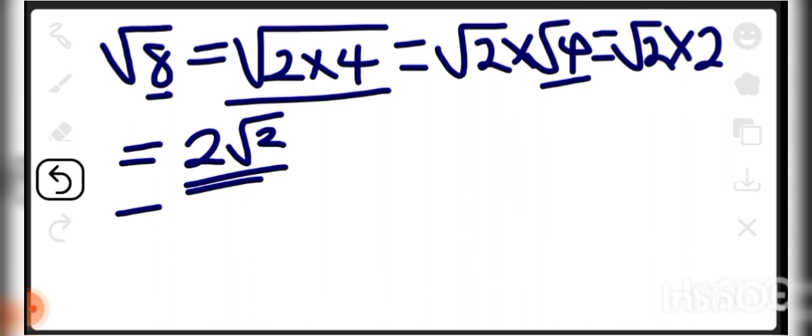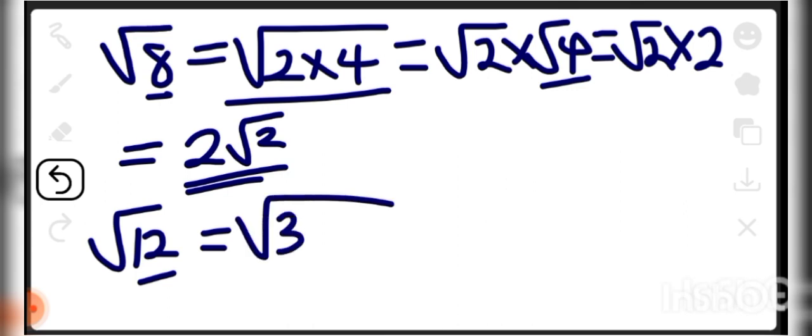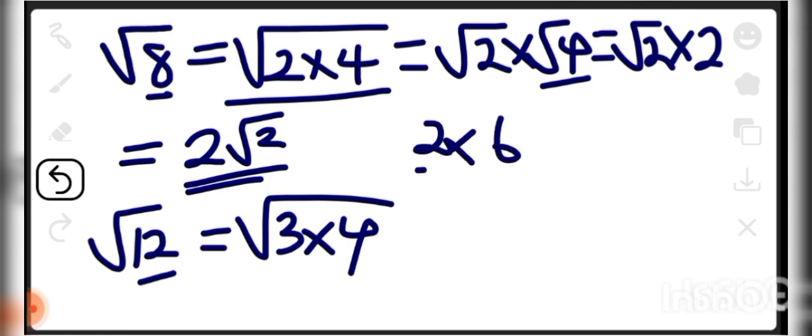Now let's simplify root 12. Two numbers will multiply to give 12, and one of them must be a perfect square. We have 3 times 4, which is 12. 2 times 6 is also 12, but 2 is not a perfect square and 6 is not a perfect square, so that will not work. The two numbers must be such that one of them is a perfect square.